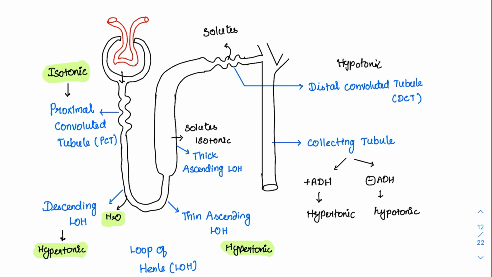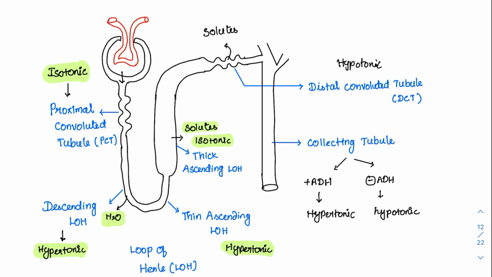Then coming to this thick ascending loop of Henle. This thick ascending loop of Henle is permeable to solutes. Now what we are doing? From the hypertonic solution, we are taking some solutes out. So what will happen? It is going back to become isotonic. So in the thick ascending loop of Henle, it will become isotonic.